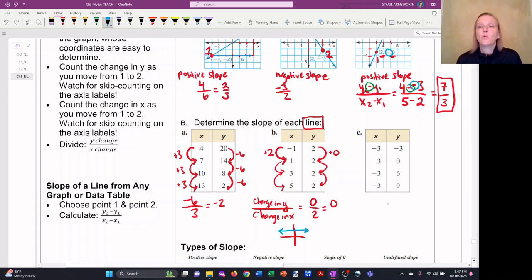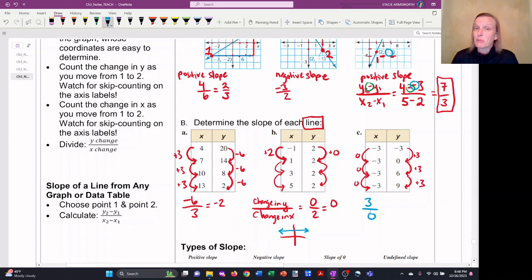Let's look at one more example here. We have, let's see, going from negative 3 to negative 3, that's a change in 0. All of these are the same, so these are all changes in 0. And our change in y, let's see, this is going up by 3, this is going up by 3, this is going up by 3. So if we do the change in y divided by the change in x again, the change in y is positive 3, and the change in x is 0.